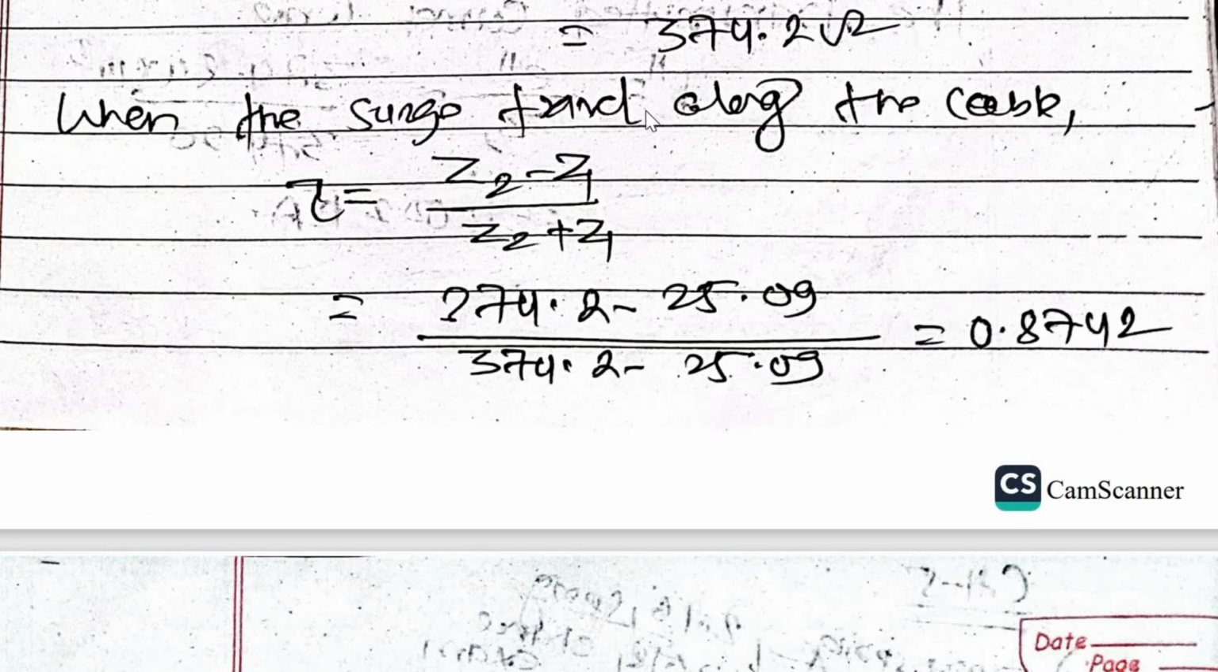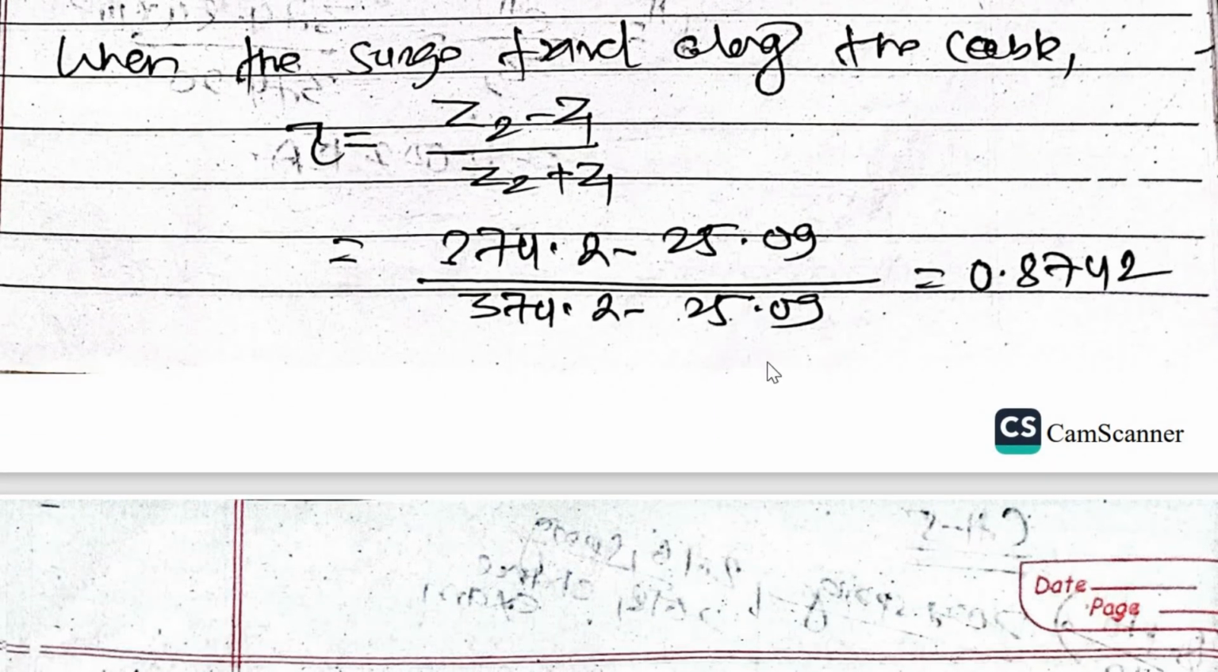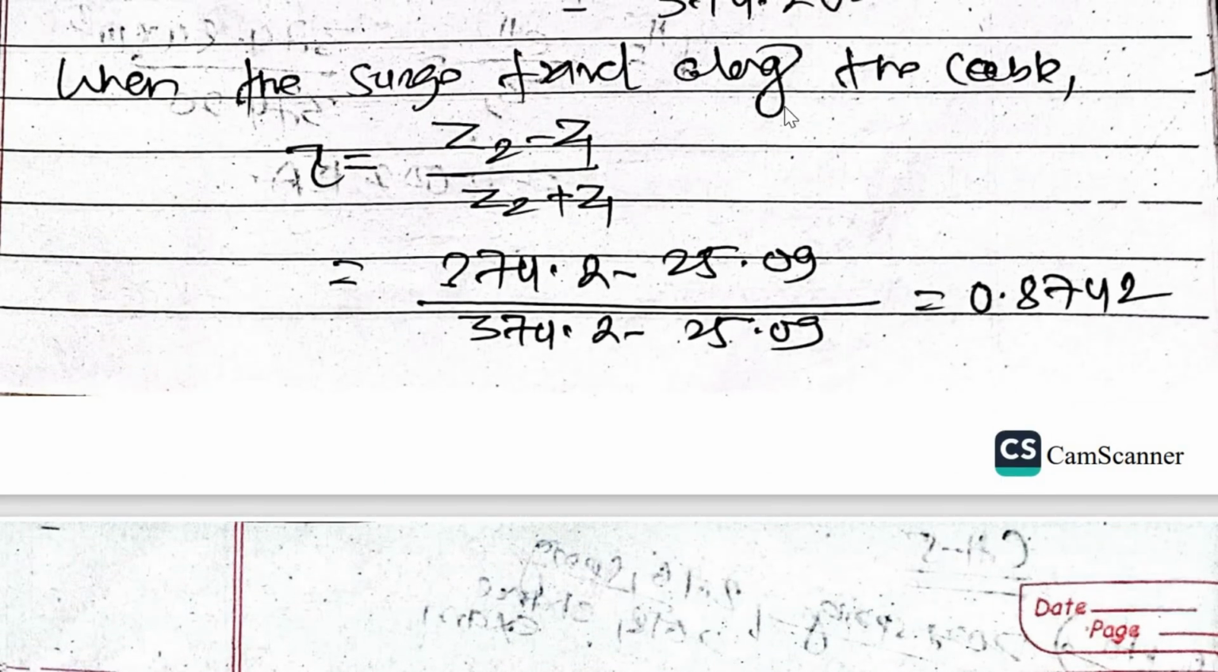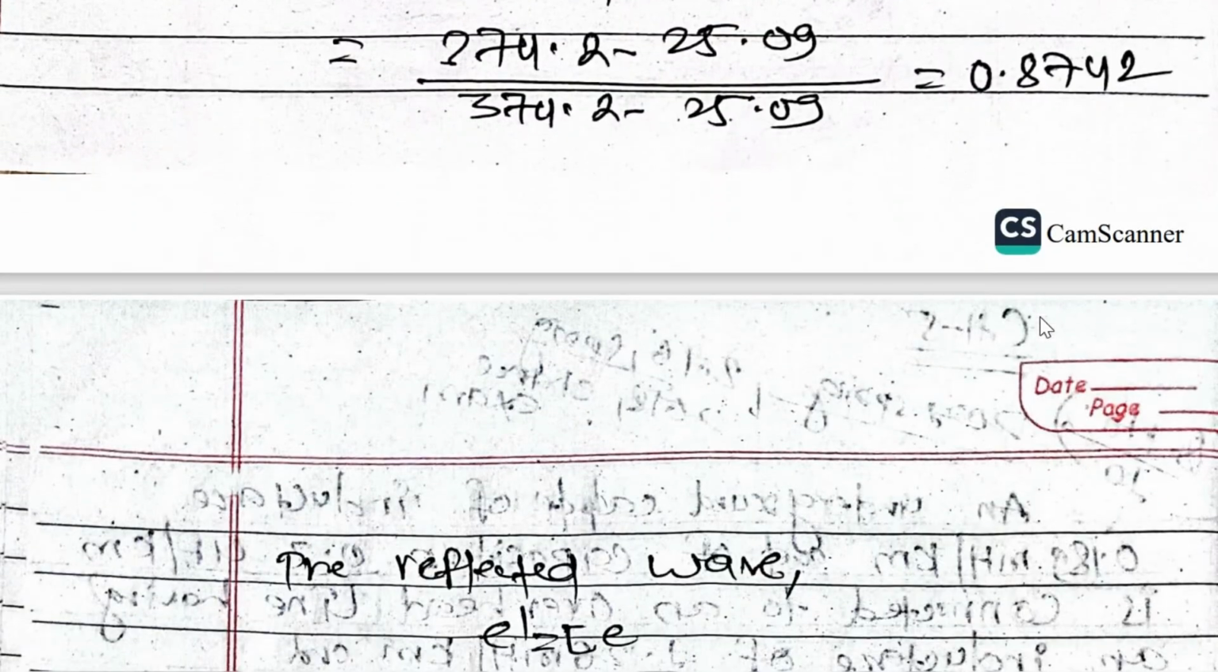Now, when the surge travels along the cable, the reflection coefficient is Z2 minus Z1 upon Z2 plus Z1. Put the values of Z1 and Z2, we can get the coefficient when the surge travels along the cable, that is 0.8742.